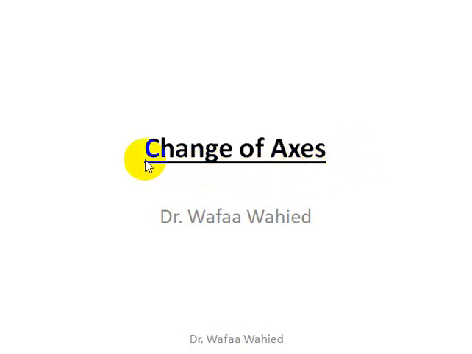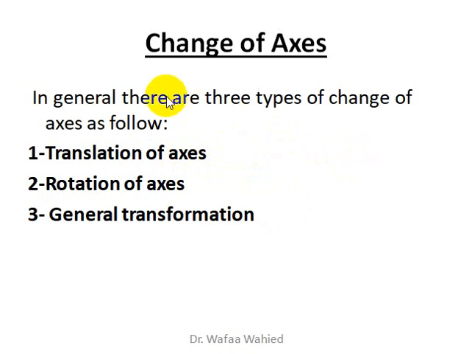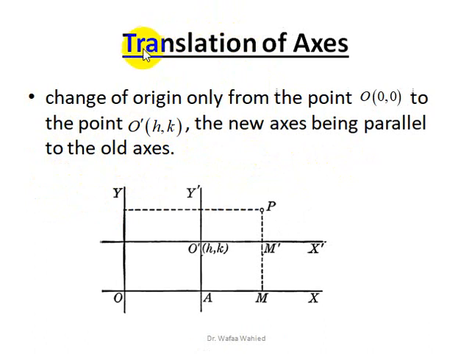Today we will talk about a change of axis. There are three types of change of axis: translation of axis, rotation of axis, and general transformation. First, we will explain translation of axis. In translation of axis, we change only the origin from the point O (0, 0) to the point O dash (h, k), but the new axes are parallel to the old axes.